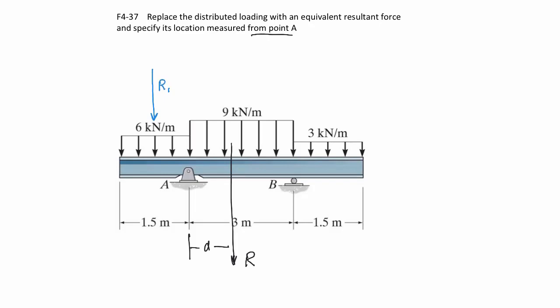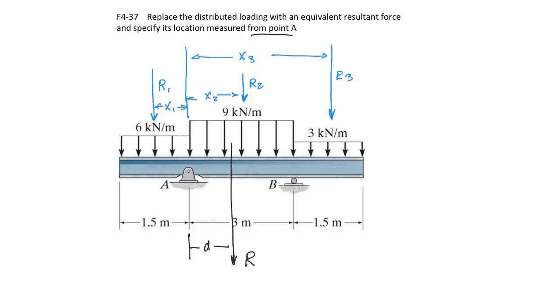And again, because we're measuring this from point A, we're going to say that this has a distance x1 from point A. The next resultant is going to be in the middle of this distributed load, so I'll call this R2. And it's going to be separated distance x2 from there. Then the last one over here is R3, and it's separated by a distance x3 from point A. Okay, I hope that you can see all those distances.